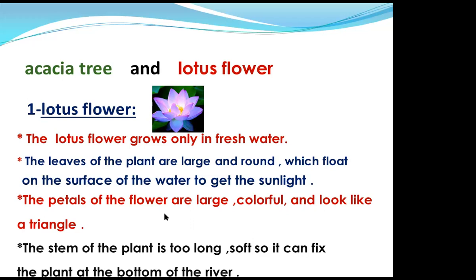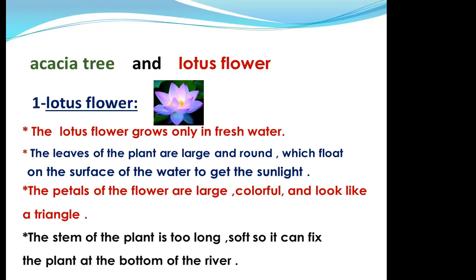Okay. Colorful means full of colors, Mohamed. Look like a triangle means resembles a triangle. Okay, the surface. Petals, as we said, are the leaves of the flower itself, the petal of the flower. Okay, let's move to another slide.